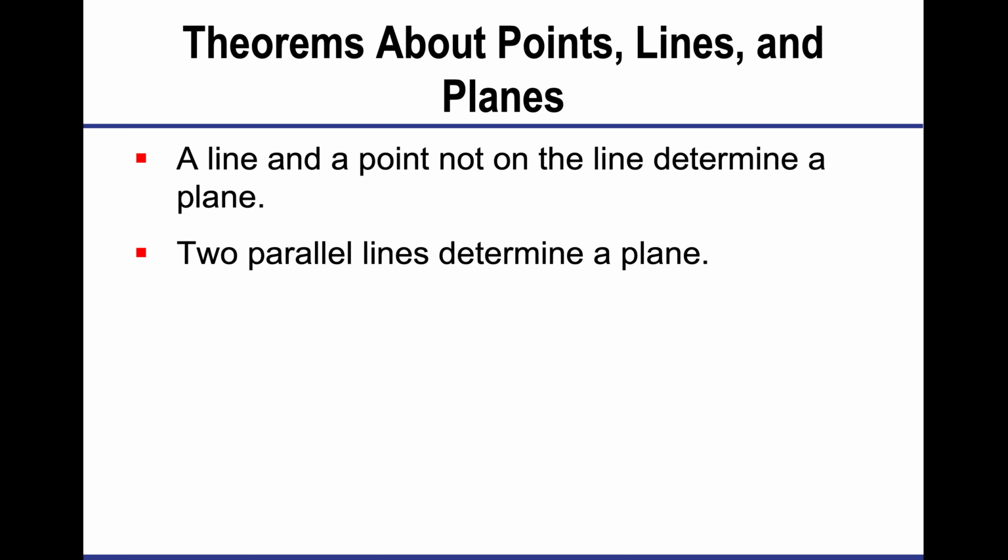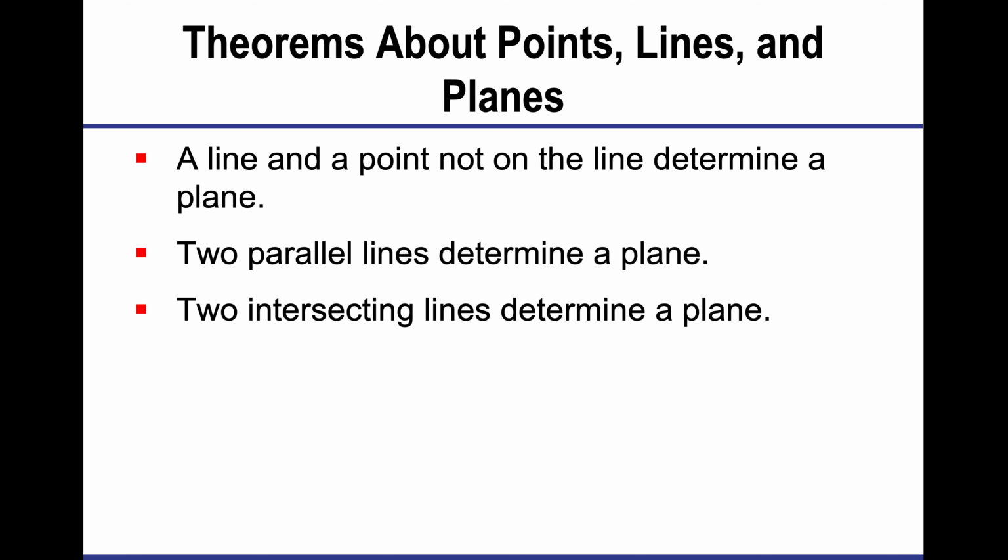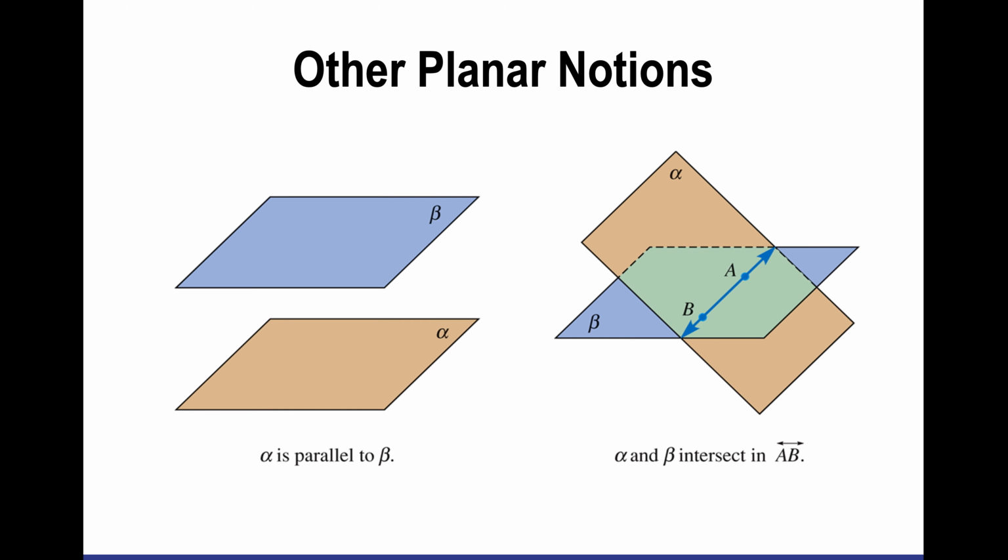Two parallel lines determine a plane. Just like in your sheet of paper, you have two parallel lines on the left and right hand side and two on the top and the bottom. That's determining the plane that your paper is. Two intersecting lines determine a plane because once they intersect, the space between them is formed.